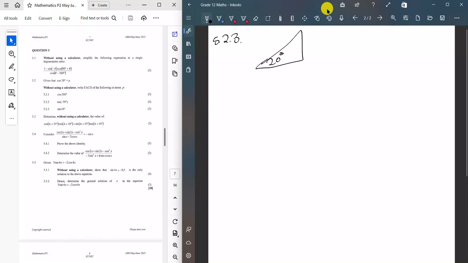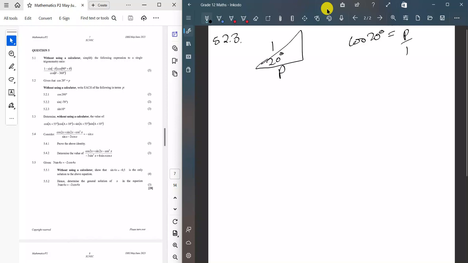So what is this? Remember, cos 20 degrees is similar to saying, they said it's p. This is similar to saying it's p over 1. Cos is adjacent over hypotenuse. Adjacent is p, hypotenuse is 1. All right? Now, do you know what we say?